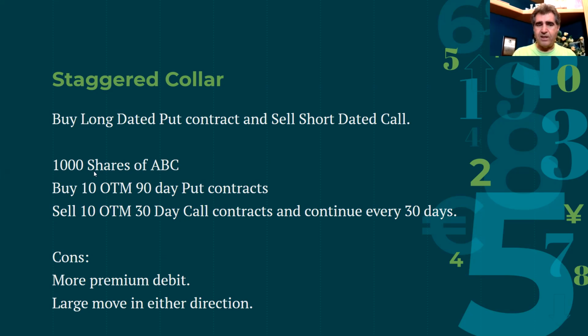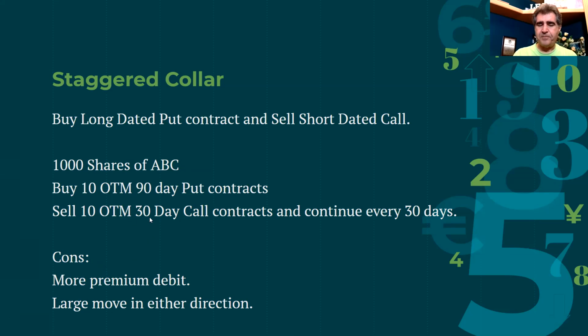So let's say there are 1,000 shares. You buy 10 90-day put contracts, and you sell 10 30-day call contracts, and then you continue this every 30 days to finance your 90-day put. As I mentioned, it's very similar to your covered call. Now, the problem with this strategy is, because you're not going one-to-one, it's not 90 days against 90 days, you're collecting less premium on the call side.